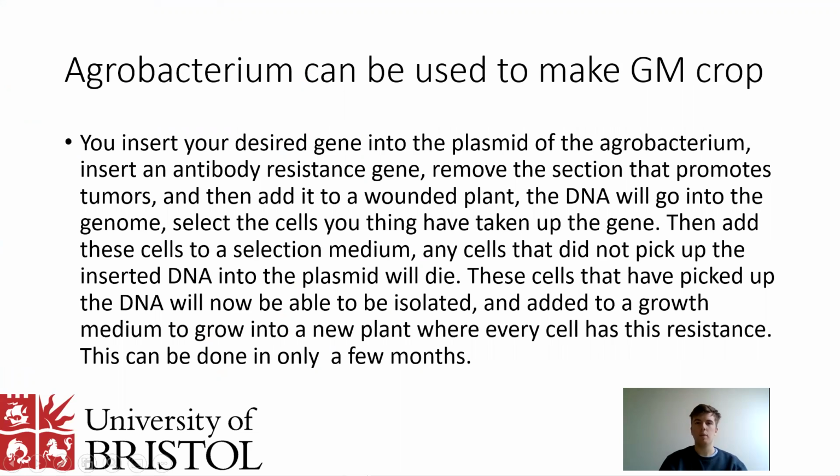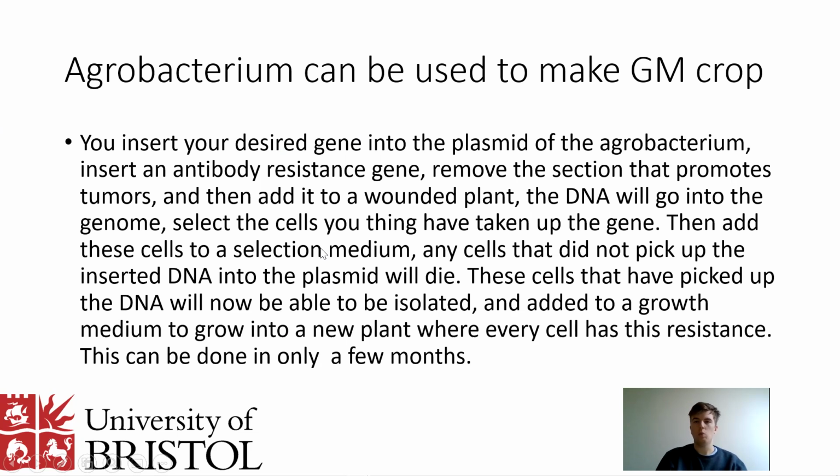So agrobacterium can be used to make GM crop, as in genetically modified crop. You insert your desired gene into the plasmid of the agrobacterium. Insert an antibiotic resistance gene. This will be useful and we'll talk about it later on. And remove the section of the gene that promotes tumors. Obviously, you don't want your plant just growing tumors once you've inserted your desired gene.